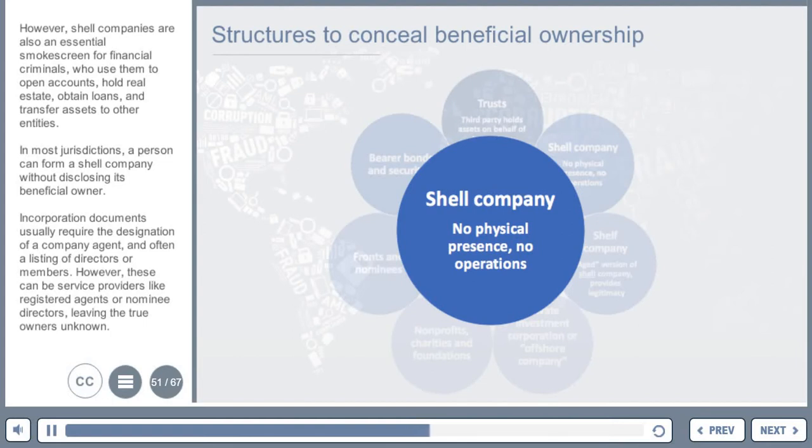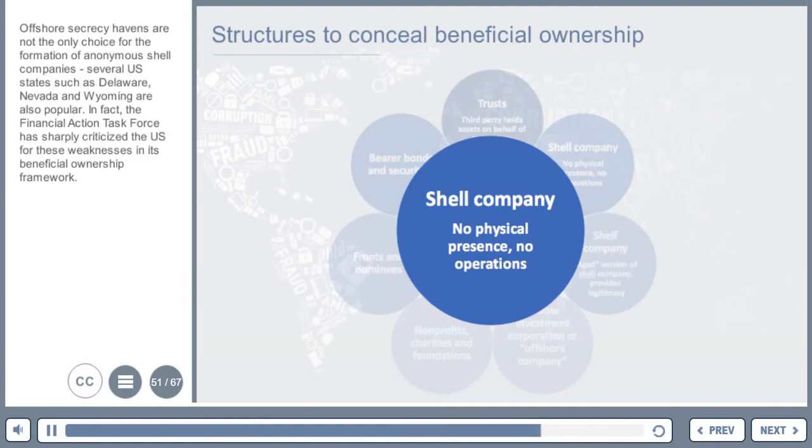In most jurisdictions, a person can form a shell company without disclosing its beneficial owner. Incorporation documents usually require the designation of a company agent and often a listing of directors or members. However, these can be service providers like registered agents or nominee directors, leaving the true owners unknown. Offshore secrecy havens are not the only choice for the formation of anonymous shell companies. Several U.S. states, such as Delaware, Nevada, and Wyoming, are also popular. In fact, the Financial Action Task Force has sharply criticized the U.S. for these weaknesses in its beneficial ownership framework.